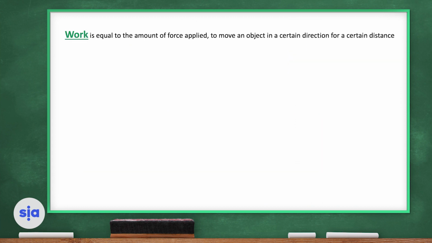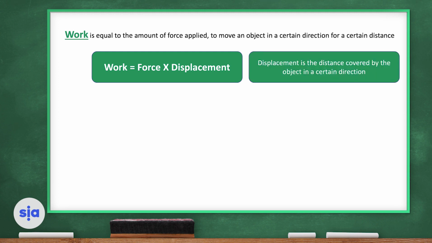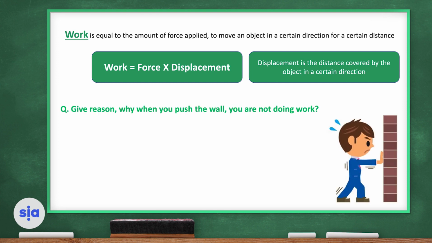Work is equal to the amount of force applied to move an object in a certain direction for a certain distance. Work can be calculated by multiplying force by displacement. But what is displacement? Displacement is the distance covered by the object in a certain direction.